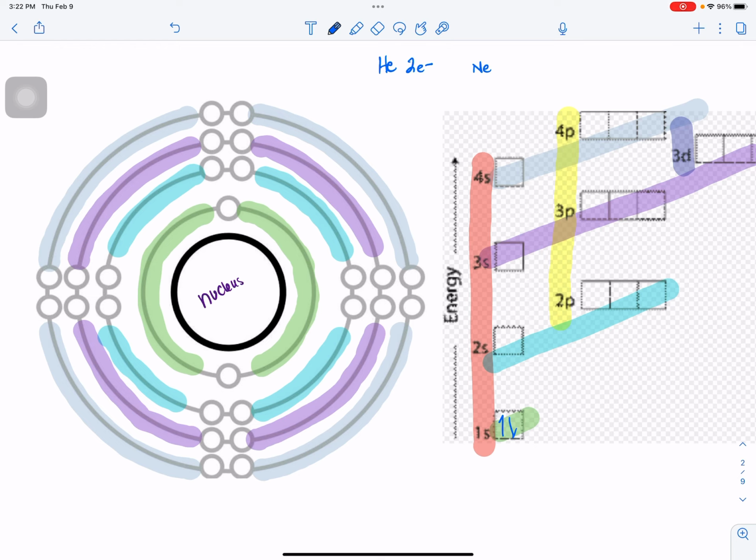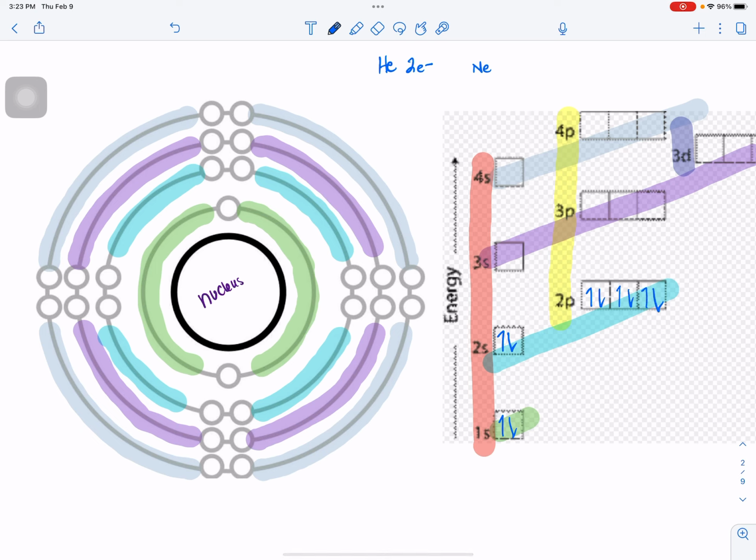So neon is, I believe it's the 10th element, but I'm just going to look it up. Yep, 10th element. And so we are going to put electrons from lowest energy to high. And so I've got 2 in the 1s. I put 2 here, so that's 4, 5, 6, 7, 8, 9, 10. So I have filled my electrons.